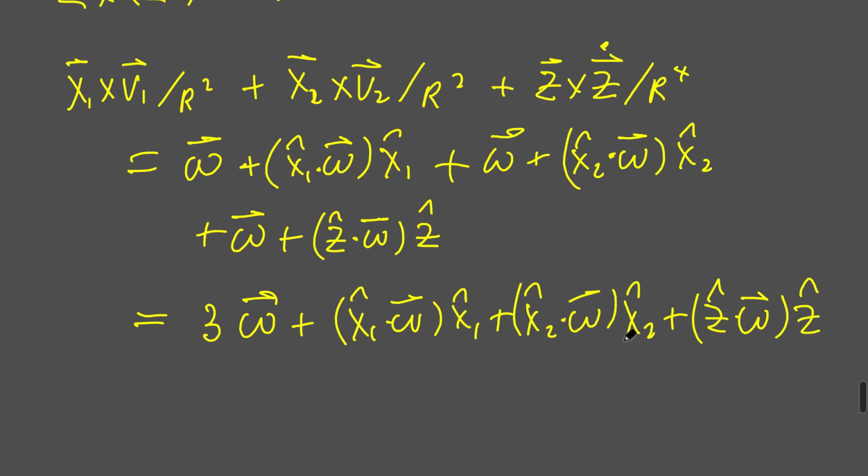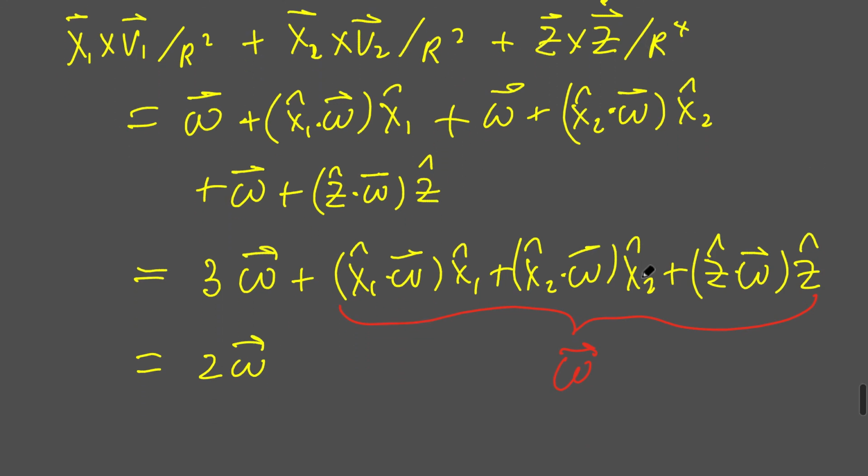Now x1 hat, x2 hat, and z hat are orthogonal unit vectors, so you can see that these 3 terms are just another way of writing omega. This is the projection of omega in the x1 direction times x1 hat and so forth. So this all simplifies to 2 times omega. And now we can see how to compute omega as 1/2 of this expression. So let me write that out.